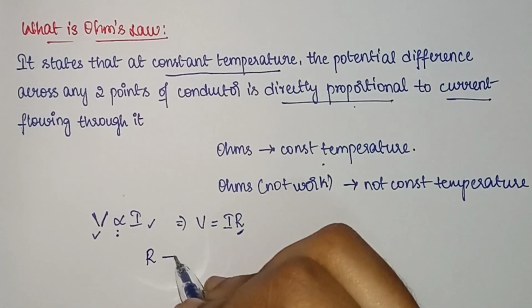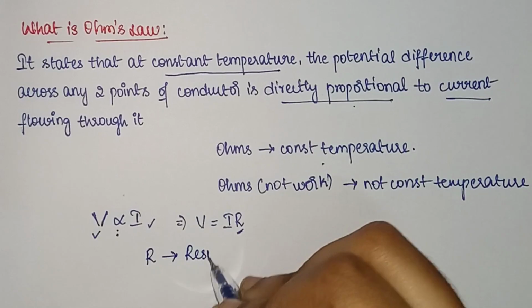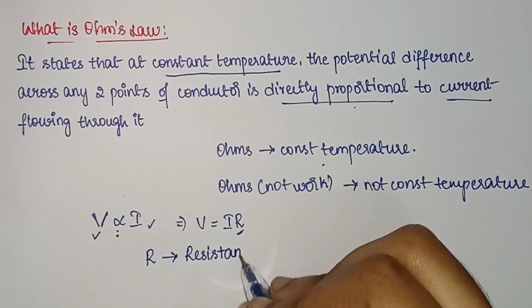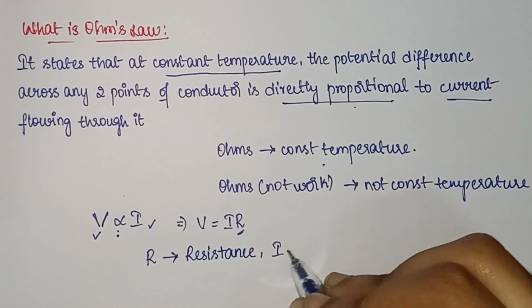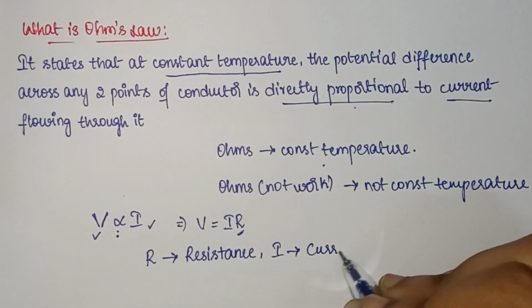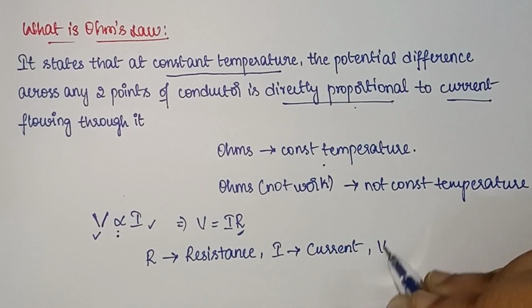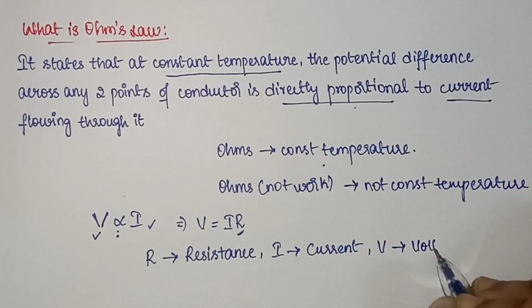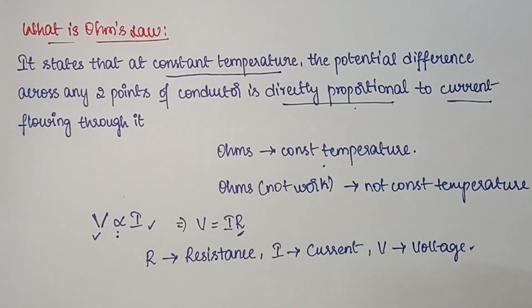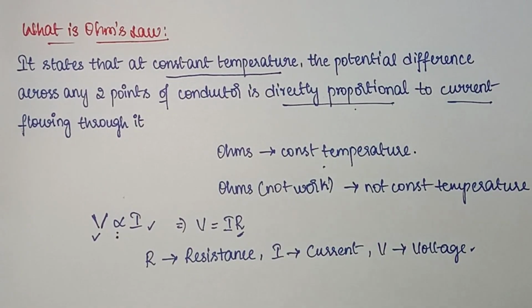So R is nothing but resistance, I is nothing but current, and V is nothing but voltage. So this is the general form of Ohm's law, and this is the definition of Ohm's law.